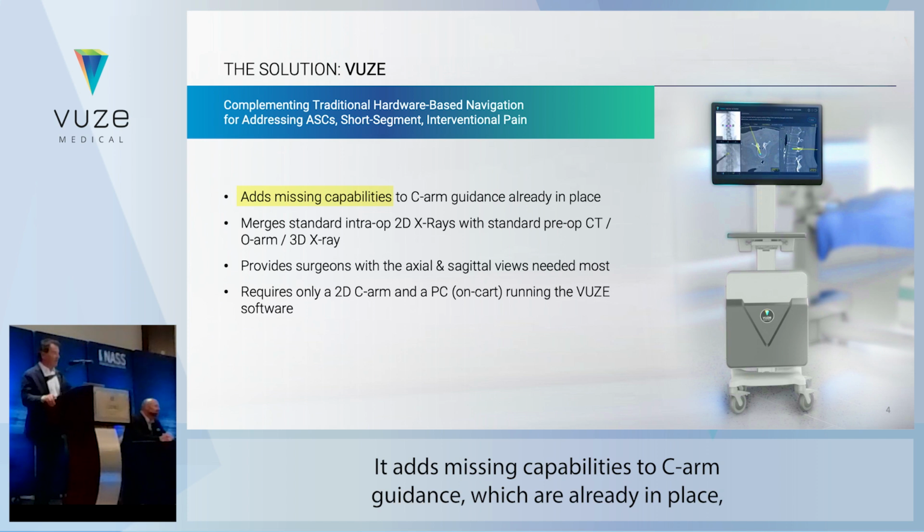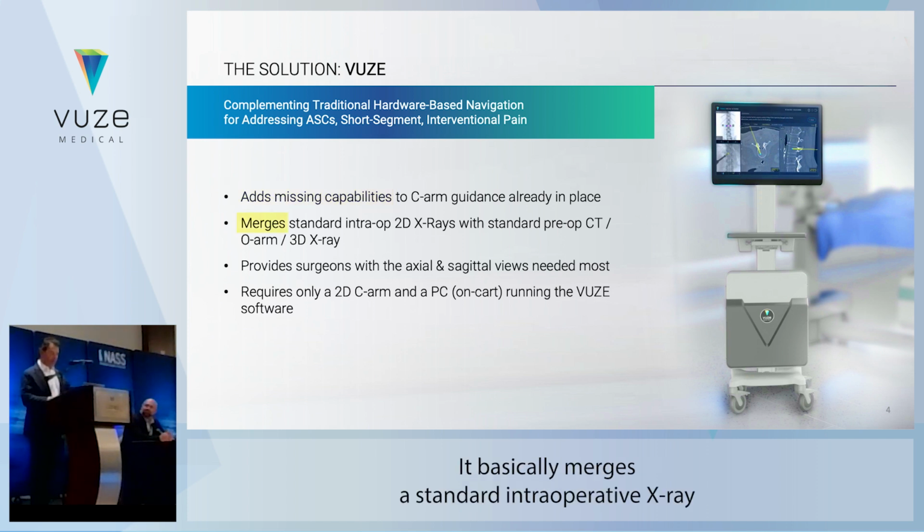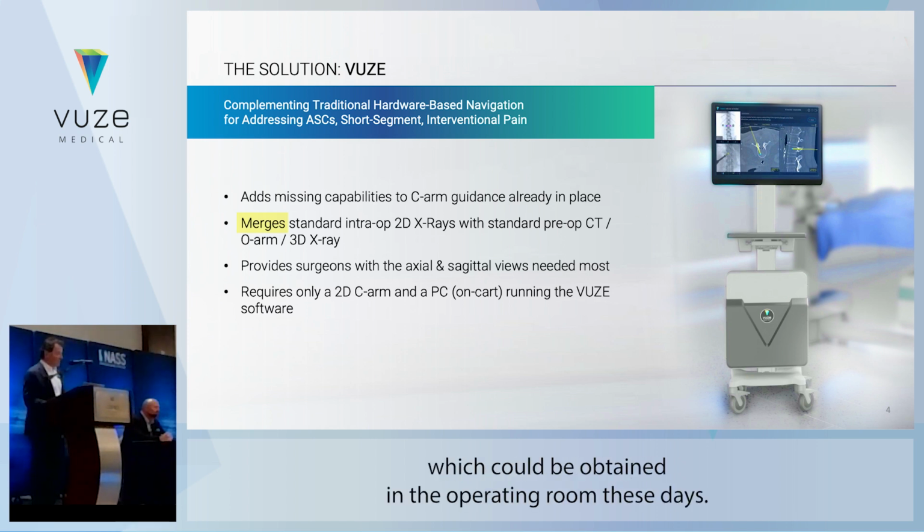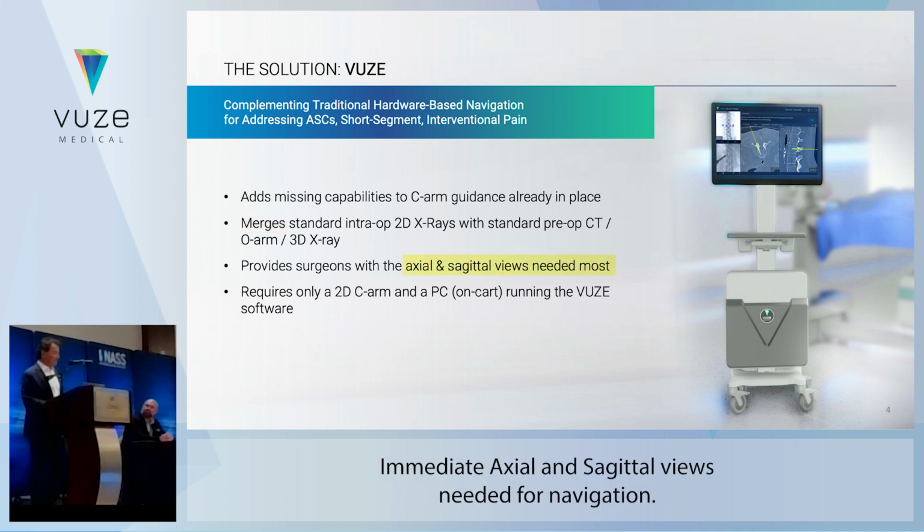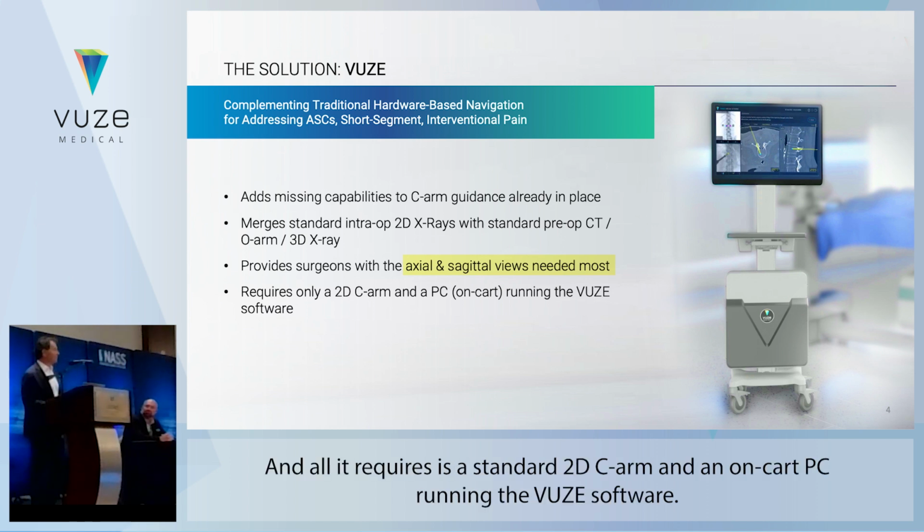It adds missing capabilities to CM guidance, which are already in place. And what it does, it basically merges a standard intraoperative x-ray on top of an existing CT scan or a 3D scan, which can be obtained in the operating room these days. And what's excellent is it gives me immediate axial and sagittal view, which are key to navigation. And all it requires is a standard 2D CM and an on-cart PC running the VUZE software.